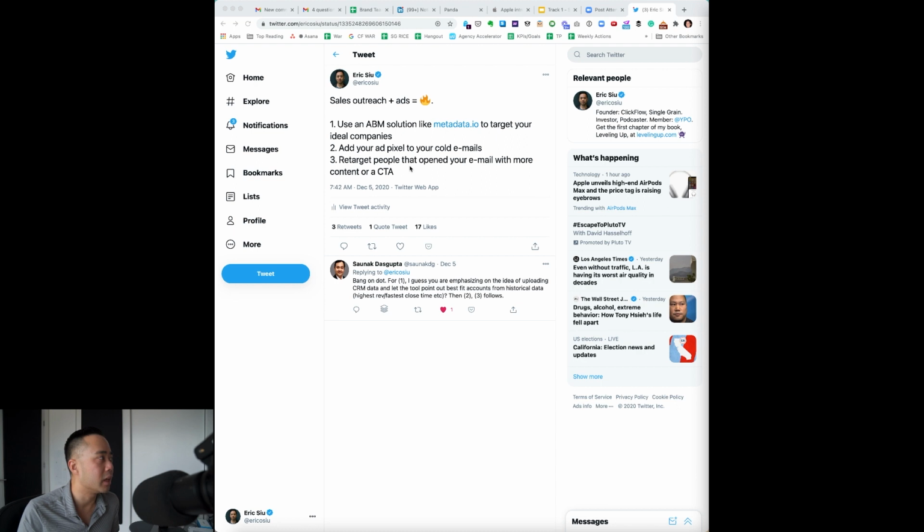But a trifecta over here would be using an ABM, or account-based marketing solution, which is basically instead of targeting just one person at a company, you're targeting the entire account, the decision makers that might make sense. And use a solution like metadata.io to target your ideal companies. And then you can add your pixel to your cold emails. Metadata will actually plaster kind of LinkedIn, Facebook with targeting those people. And then you can retarget the people that have opened and then just continue to provide them helpful content, right?